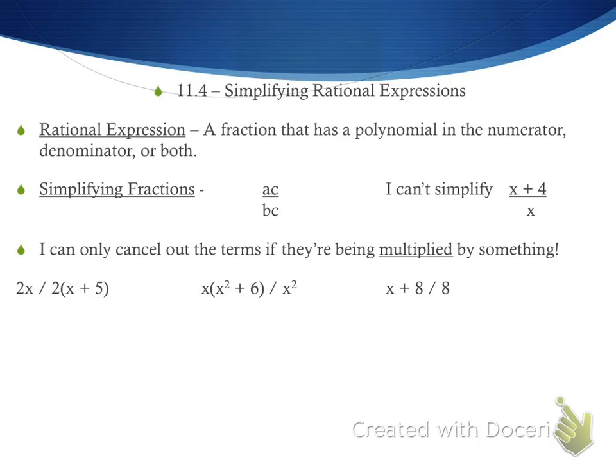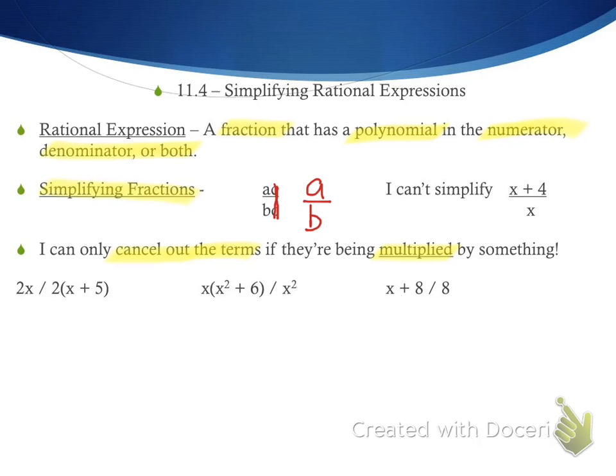Okay, today we're doing our lesson on simplifying rational expressions. So again, a rational expression is going to be a fraction that has a polynomial in the numerator, denominator, or both. So here's a case where I can simplify, because the only time that I can actually cancel out terms is if they're being multiplied by something. So I can cancel out my c's because there's a c on the top and then on the bottom. And so all that would be left would just be a divided by b.